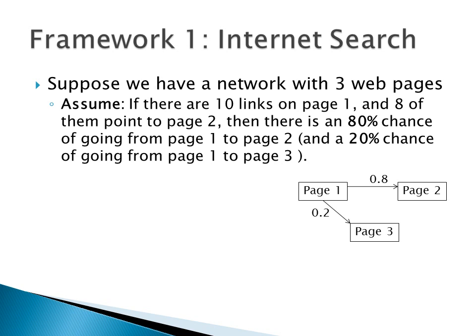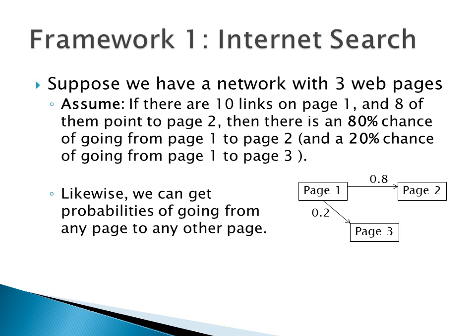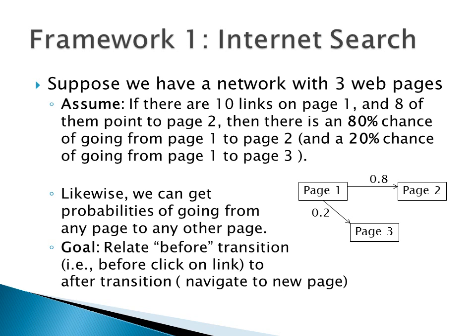Notice that we won't ever draw the edges going from a page to itself because we can figure those out by simply subtracting the outgoing probabilities from 1. So we can get the probabilities from going to other pages, and so here we have a 3-page network and the probabilities of going from page to page within this network.